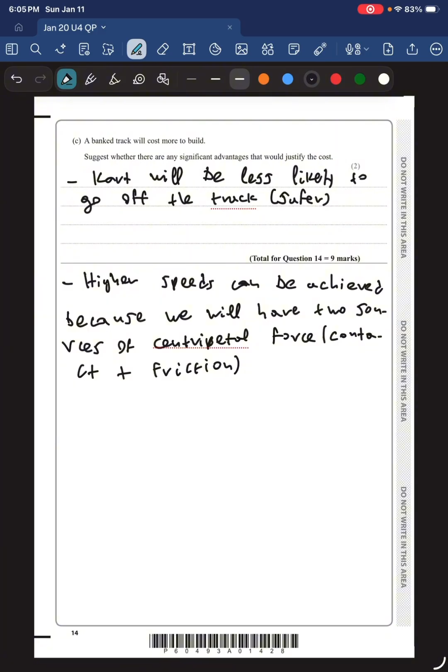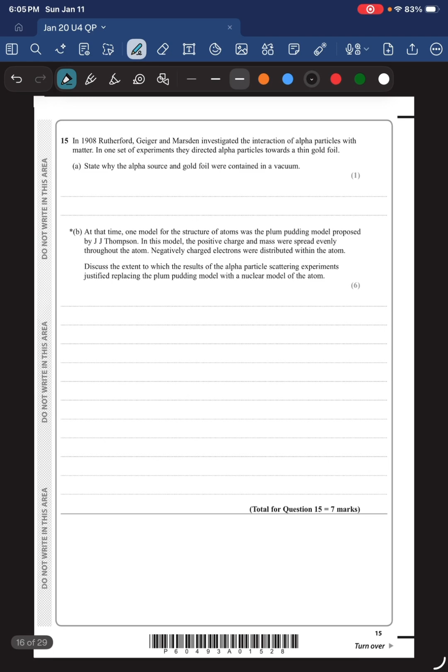So moving on to question 15. In 1908, Rutherford, Geiger, and Marsden investigated the interaction of alpha particles with matter. In one set of experiments, they directed alpha particles towards a thin gold foil. State why the alpha source and gold foil were contained in a vacuum, and the reason is that air stops alpha particles. Okay, thus we need the vacuum.